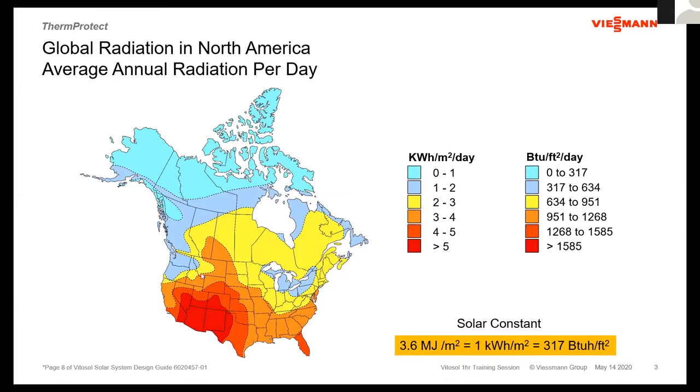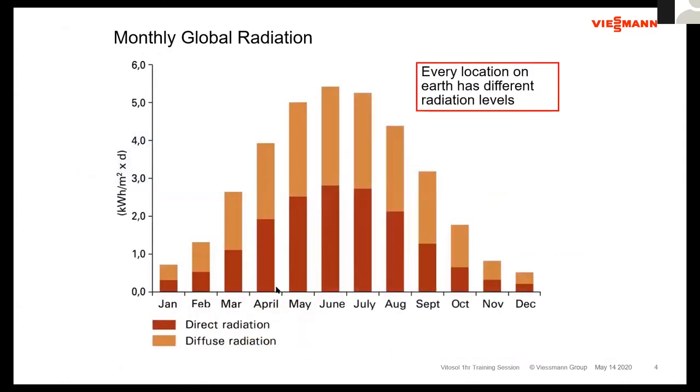But this gives you a good idea, wherever you might be sitting and taking in this bit of training, of the amount of radiation that's hitting the Earth's surface in your particular area. And regardless of whether you're in red or in blue here, there are going to be applications that are really good fits for solar. The intensity will change based on the time of year.